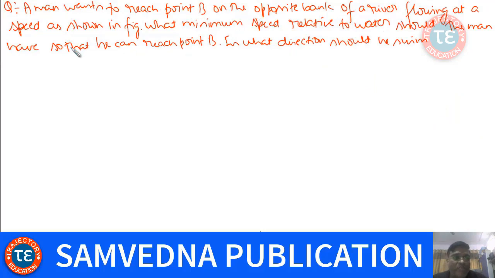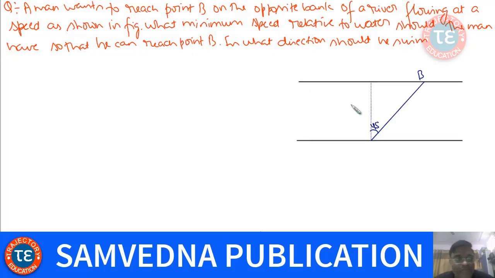A man wants to reach point B on the opposite bank of the river, flowing at the speed as shown in figure. Let me draw the figure first. This is the figure. So a man wants to reach point B on the opposite bank of the river, flowing at a speed as shown in figure. Speed is u, basically it's given in the question.